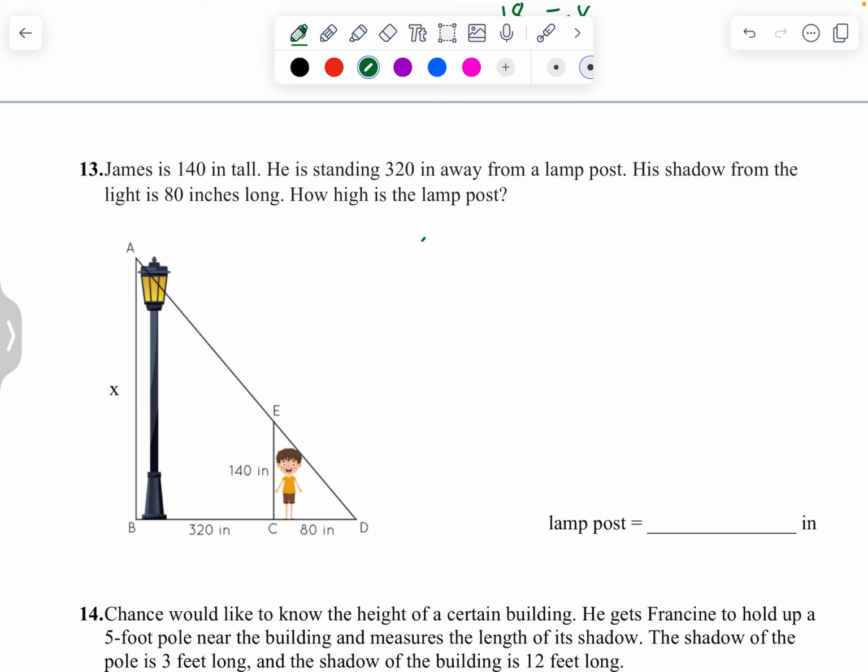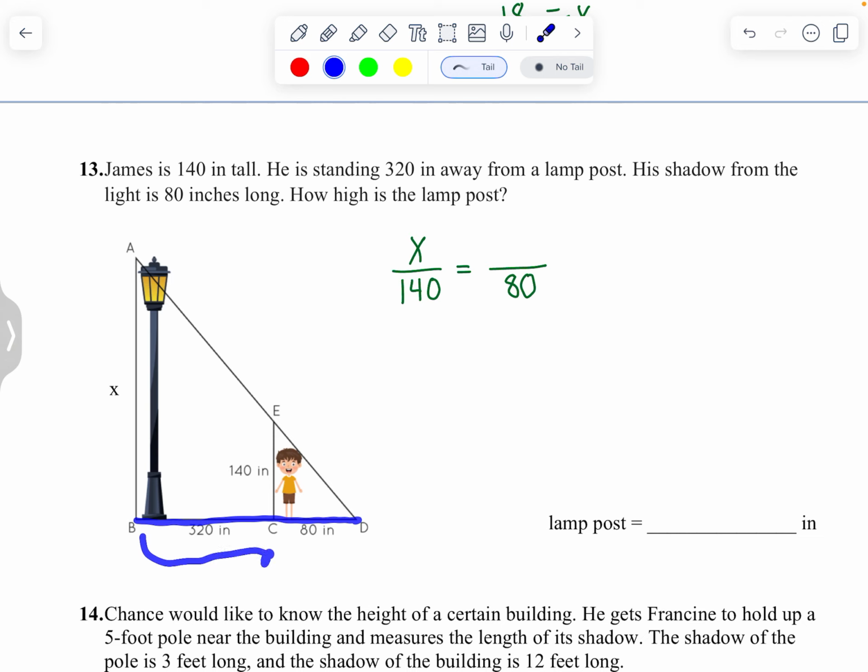So a lot of us understand that x over 140 is going to be proportional to something over 80. But a lot of us want to put 320 over 80, and that's just not the case. We have to take the entire side length of this triangle, and the whole side length, when we add the two pieces together, we get 400.